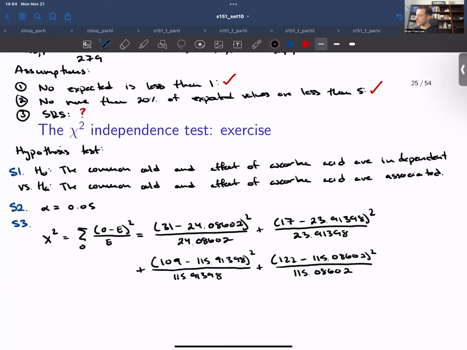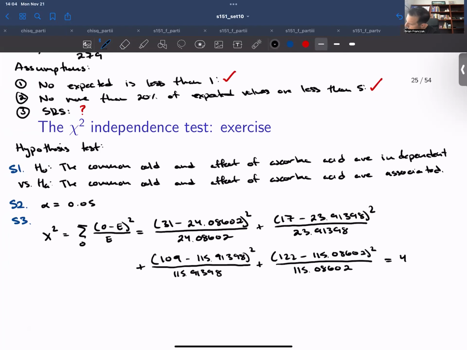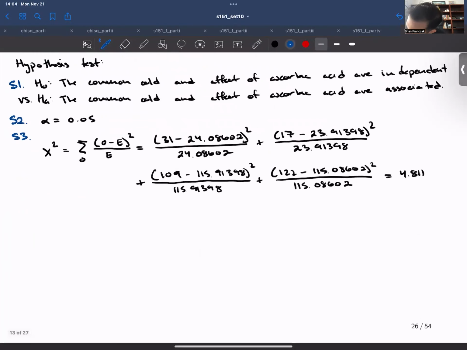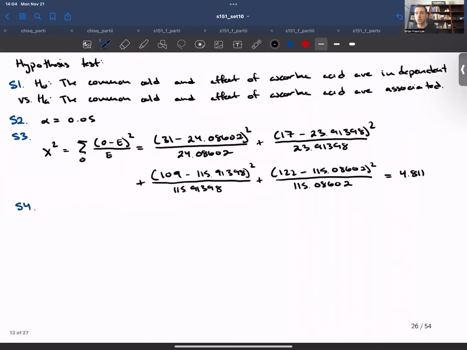All right, and then if we work all of those quantities out, we should end up with a test statistic of 4.811. Okay, so our test statistic here is 4.811. Now on the fourth step, we can take either the critical value approach or the p-value approach, right? You don't have to do both. As always, they're going to agree, but I will demonstrate both just so that we have illustrations of both.